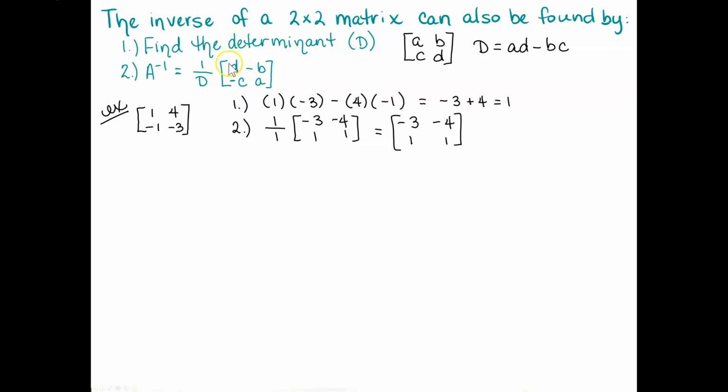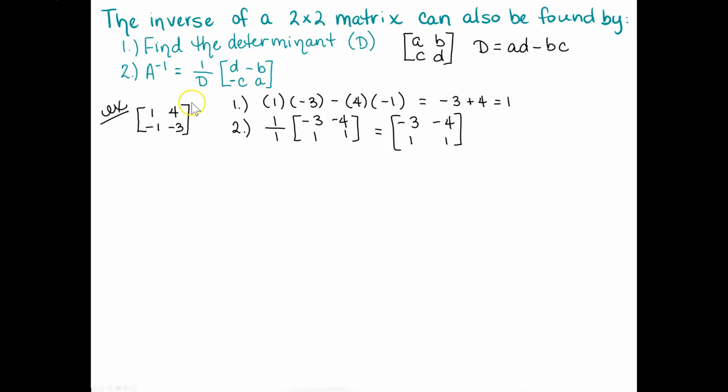If you'll notice, A and D switch places. Because in the original matrix, you can see A and D. And so in the jumbled matrix, you can see A and D have switched places. B and C stay where they are. They just change signs. So they change to the opposite of whatever they were.